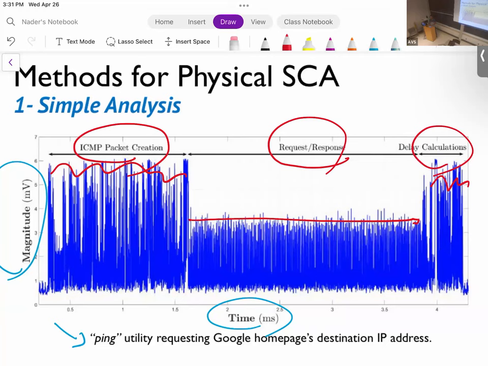How can I use this? For example, I can measure the delay. I can know how far you are from the server, right? So I can find your location, or I can find the location of the server, or maybe I can find the content of the packet. I can do different things depending on the use case. But what I want to show you is that by just simple analysis, there is a very easy way to distinguish different phases in the program, okay?